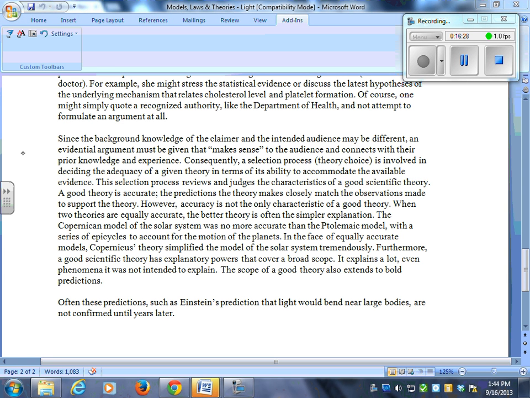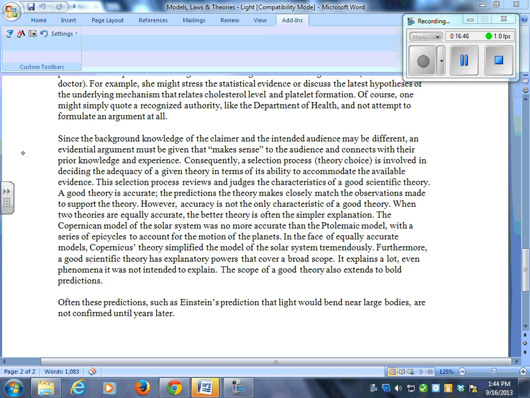Consequently, a selection process or theory choice is involved in deciding the adequacy of a given theory in terms of its ability to accommodate the available evidence. And you can see what I'm talking about, the reading level here. Your brain's starting to go, what is he saying, right? I know that. Yeah, I do. I'm trying to make it simple for you.